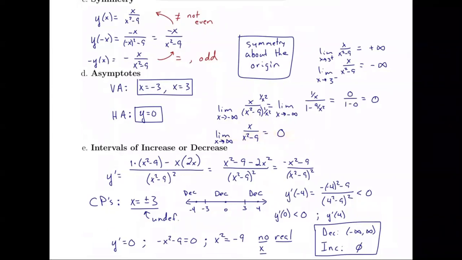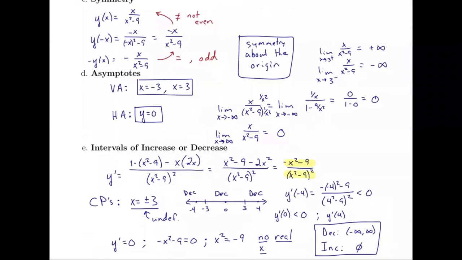Moving on. Intervals of increase or decrease. So we need the first derivative of this function. In order to find the first derivative of our rational function, we have to use the quotient rule. So here's an implementation of the quotient rule. Simplifying the numerator, or multiplying those terms out, we got the following, and then we end up with this overall simplification of the quotient rule.